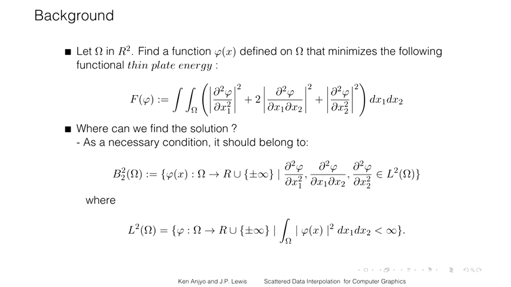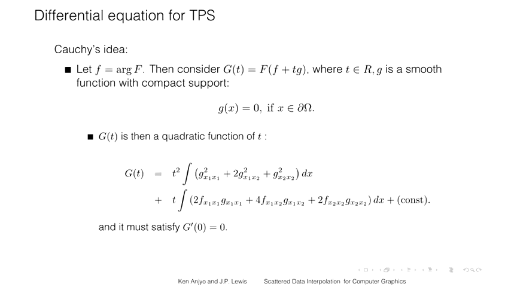Then we have the new space. We call it the Beppo Levi space of order 2 in 2 variables. So let's find a solution in that Beppo Levi space, and derive some necessary condition for the minimizer to satisfy. Let's follow Cauchy. Cauchy is a famous French mathematician, as you would know.